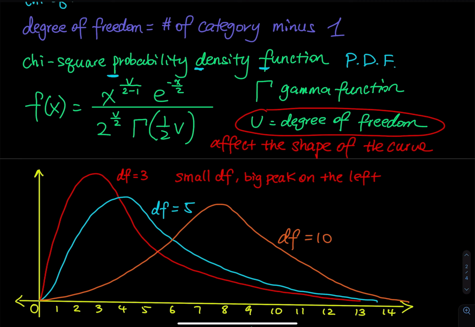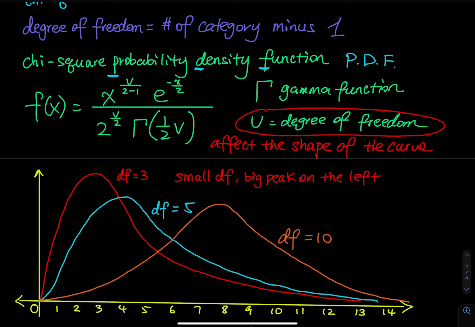That is a small degree of freedom, so you have a big peak on the left, right? You have a very tall mountain on the left. And then when the degree of freedom is equal to 5, it looks like the peak drops a little bit, right? And then when the degree of freedom is equal to 10, that looks like a normal-shaped mountain, or you can say, I won't say a bell shape.